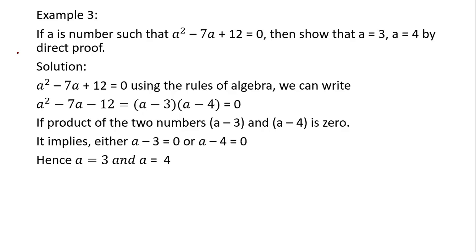Example number 3, the direct proof. If a is a number such that x squared minus 7x plus 12 equals 0, then show that a equals 3 and a equals 4 by the direct proof.